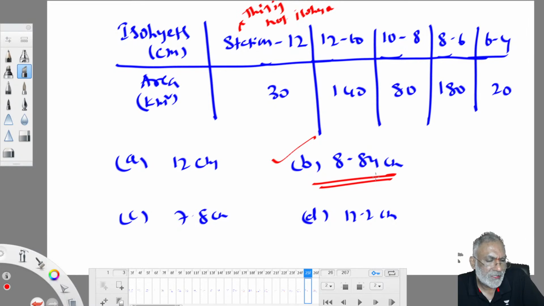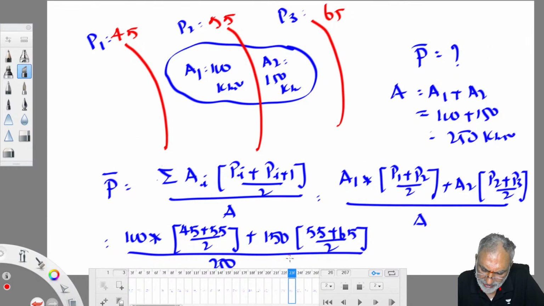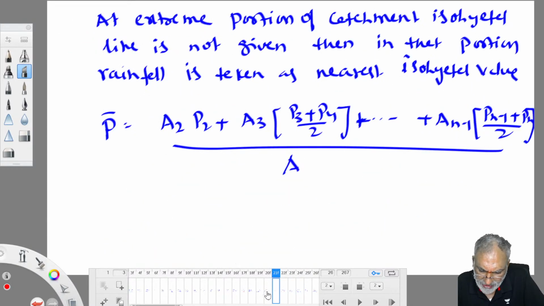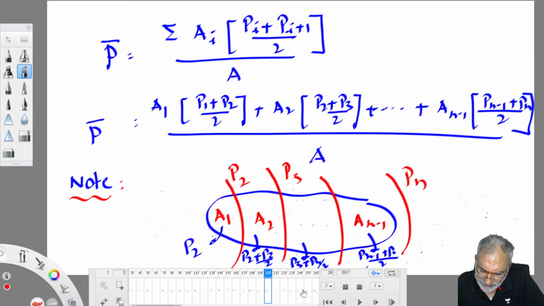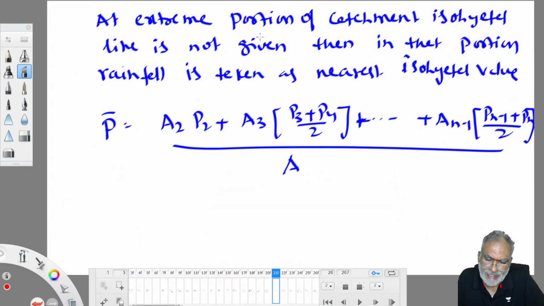Why 30 into 12? Attend class. The extreme corner isohyetal line is not there. Whenever the extreme corner isohyetal line is not there, what you need to do? I wrote here: at the extreme portion of the catchment, the isohyetal line is not given. Then in that portion, rainfall is taken as the nearest isohyetal value.